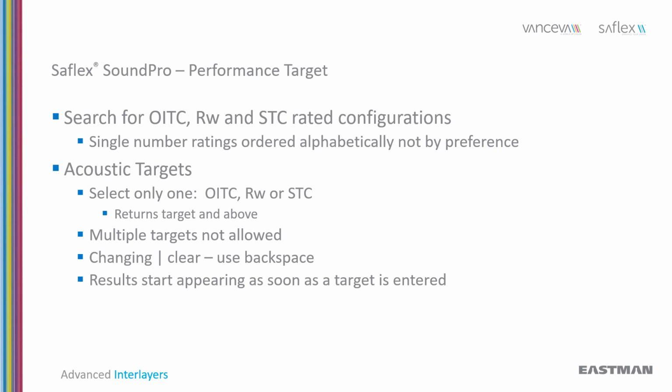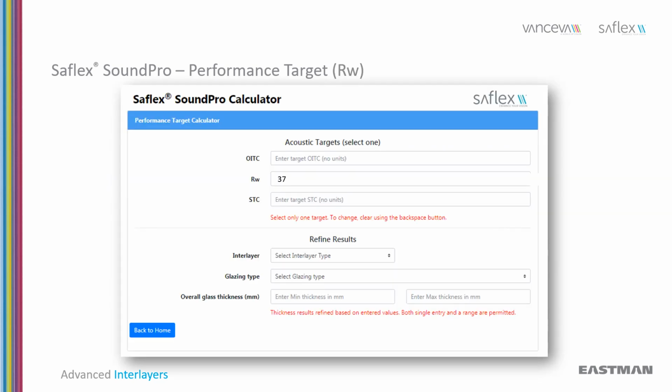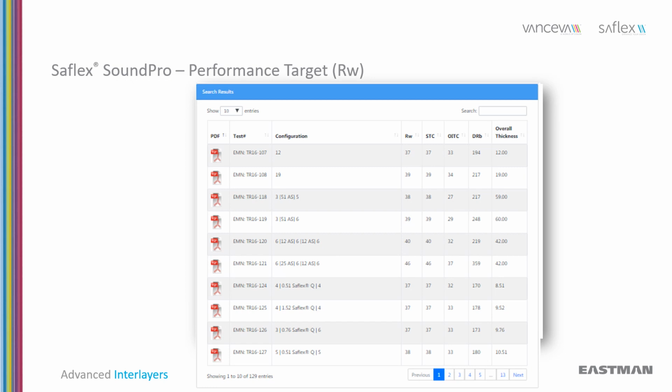Results start appearing as soon as the target is entered. Here is an example of us entering in an RW request of 37. Once that is entered in, performance data starts coming up, and you can see that everything in the RW field is at a 37 or above. This is a summary listing, multiple pages in this case, 13 pages of results that you can look through.